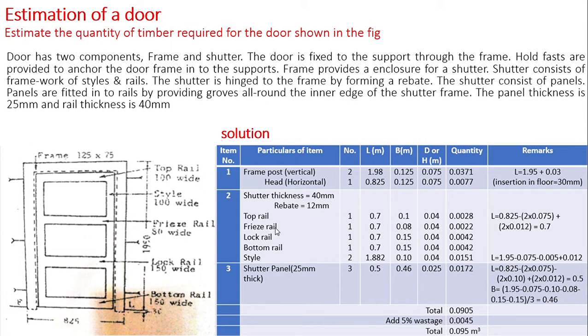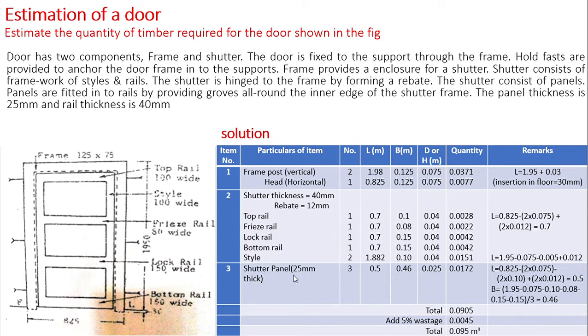Moving on further, length of freeze rail or the lock rail and the bottom rail are same as 0.7 meter. Given that width of freeze rail as 80 mm, width of lock rail is equal to 150 mm and width of bottom rail is equal to 150 mm. Thickness of all rails and stiles is equal to 40 mm or 0.04 meter. The quantities are respectively calculated.